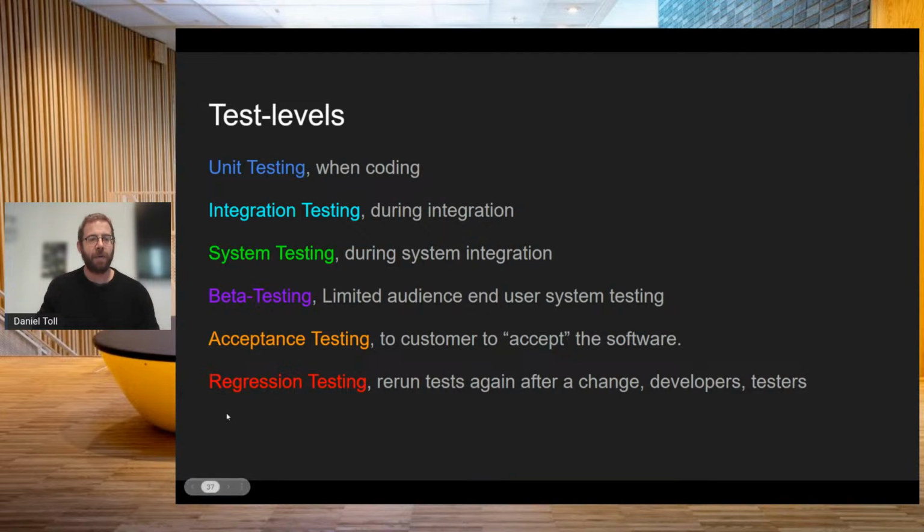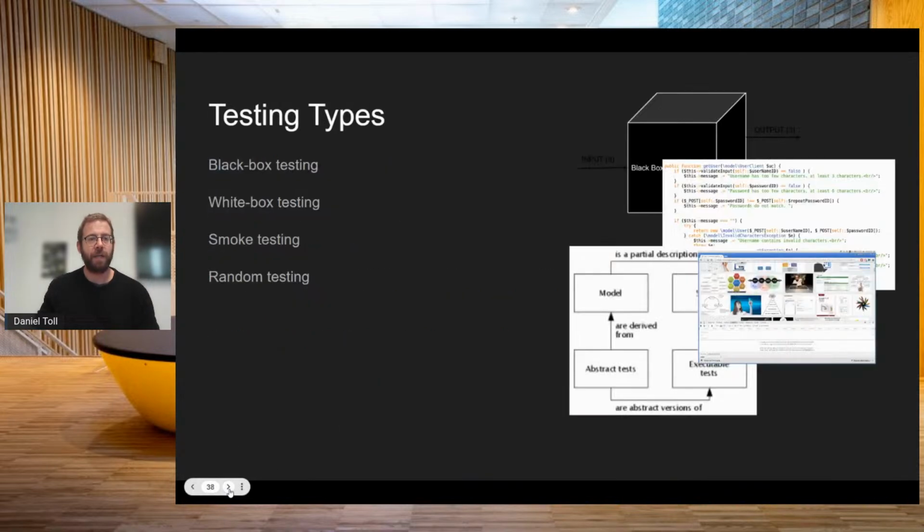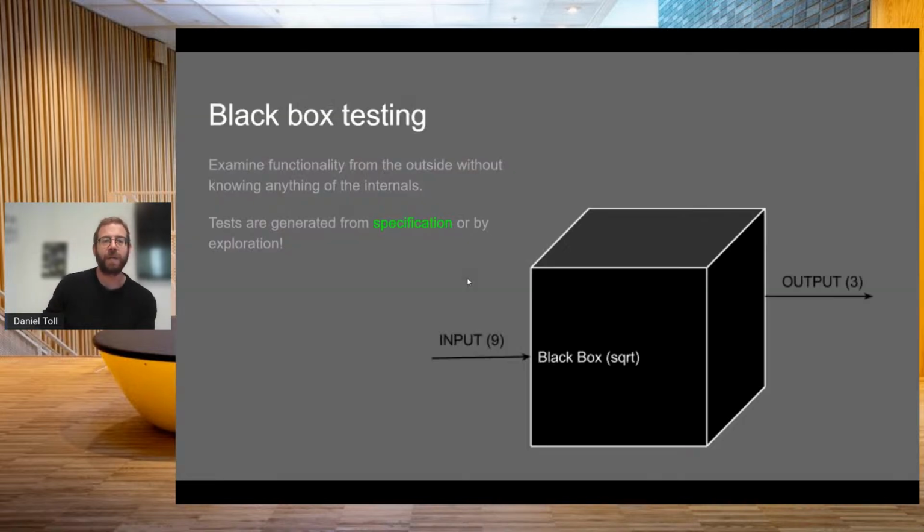And yeah, so that was the different test levels. And then we go to testing types. Some of these you've probably heard of: black box testing is usually what you've heard about before. But there is also something called white box or glass box testing, and smoke testing and random testing. So let's start with black box testing.